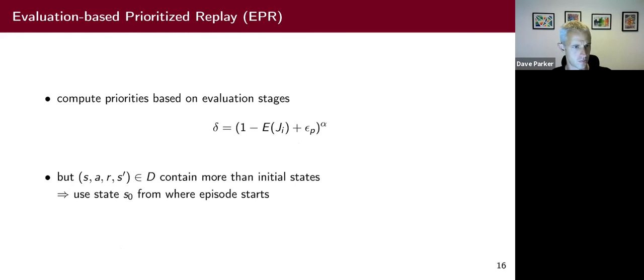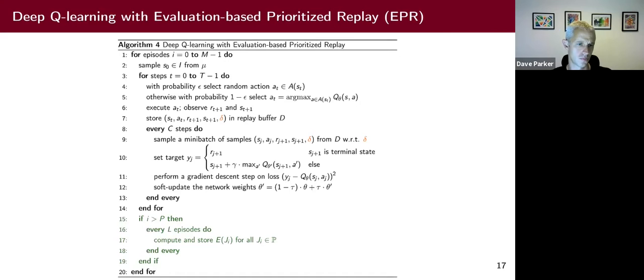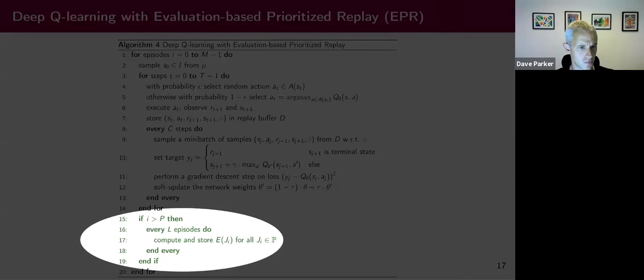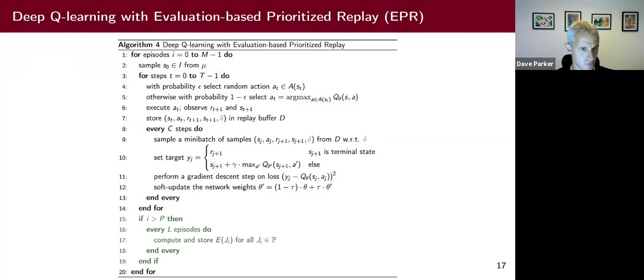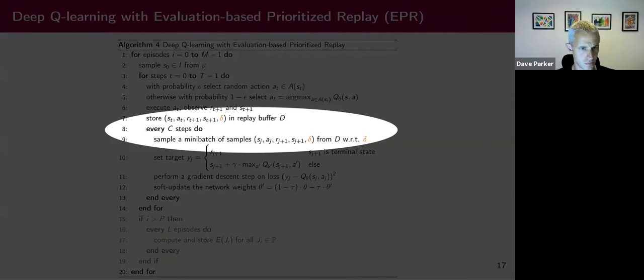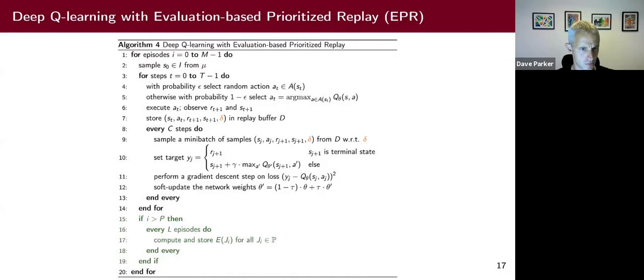Note that we don't only have initial states, but also states that are visited within an episode. As we only compute the evaluation for initial states, we use the priority of the states that the training episode was started in instead. In the algorithm, we of course need to keep the evaluation stage. The only change compared to DQNPR is how we compute the delta, the priority.